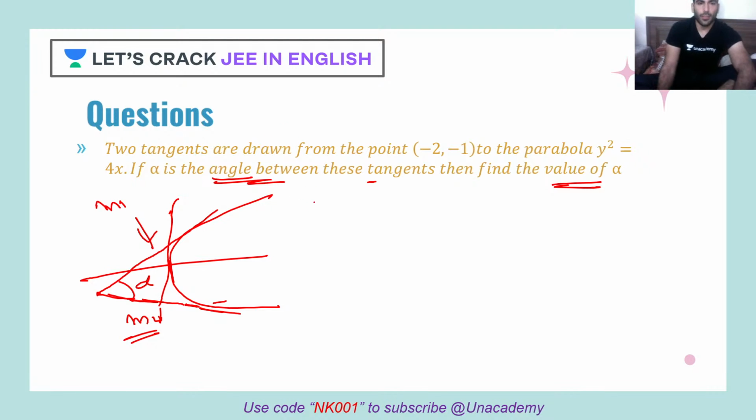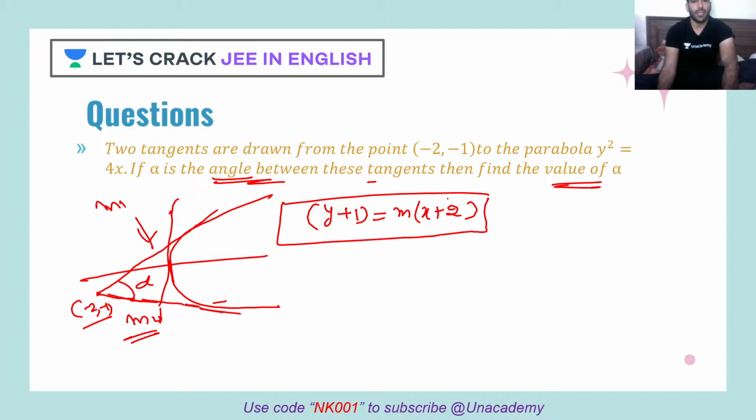The one approach which I thought is that a line passing through this point and having slope, let's say m, will be a tangent. So y plus 1 is equal to m times x plus 2. This is the equation of a line having slope m passing through (-2, -1). Now this line is a tangent to this curve. If this is the case, then their intersection should be only one point, a single point. If I use that constraint, I'll find the value of m. I'll get two values of m.